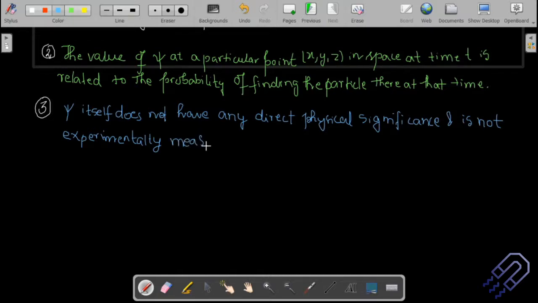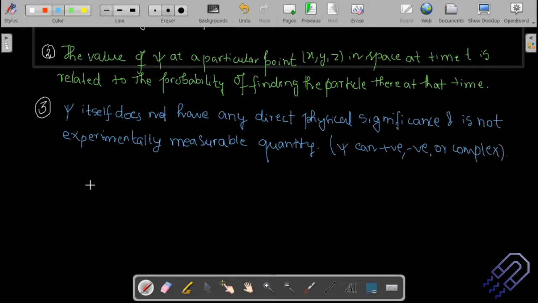These are important. If I ask you a direct question, these are the things that you're supposed to write down about the wave function. Not a measurable quantity. Why am I saying this? Because psi can be positive, it can be negative or complex. Eventually when we start solving problems, we will see. I'm not going to do it right now, but eventually you're going to understand this. It's not going to be very difficult.